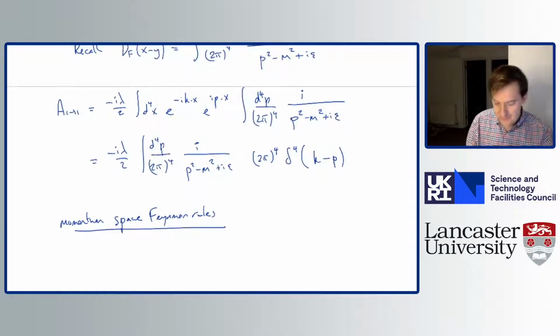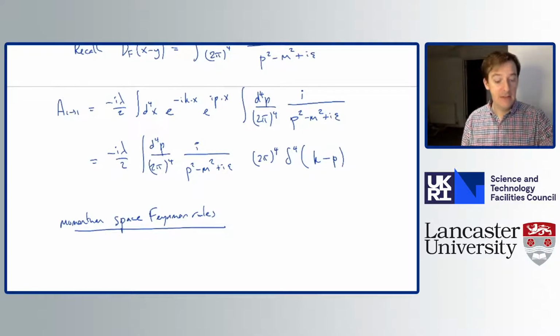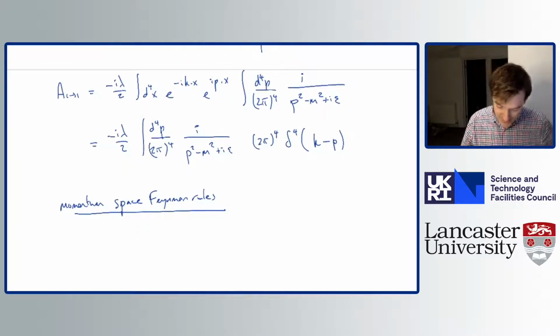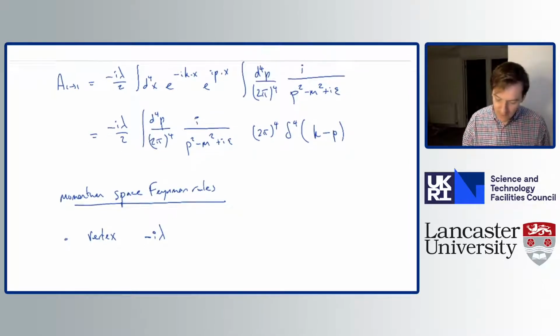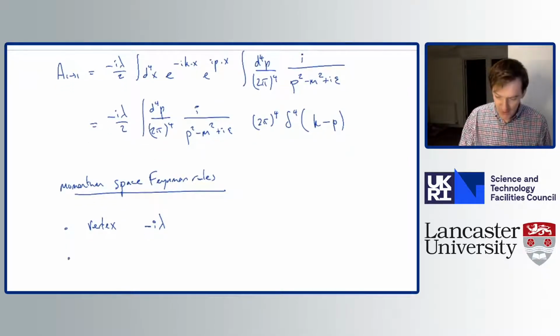Okay, so some of them are exactly as we had before. Well, we have, for each vertex, the factor of minus i lambda. Okay, so this is going through the diagram. So we've got the vertex at the front, the minus i lambda factor.